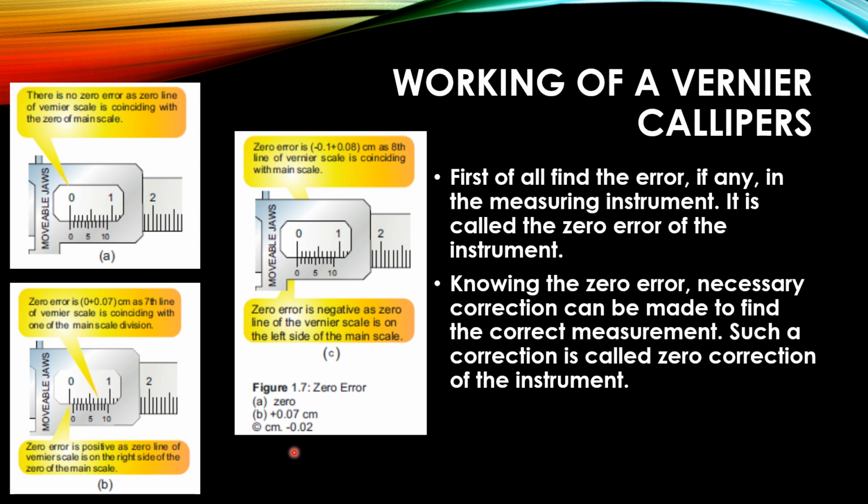And in the correction, what will we do? This positive error will be subtracted from the end reading, and this negative error will be added to the end reading, and that is how we will remove the error from any measurement.